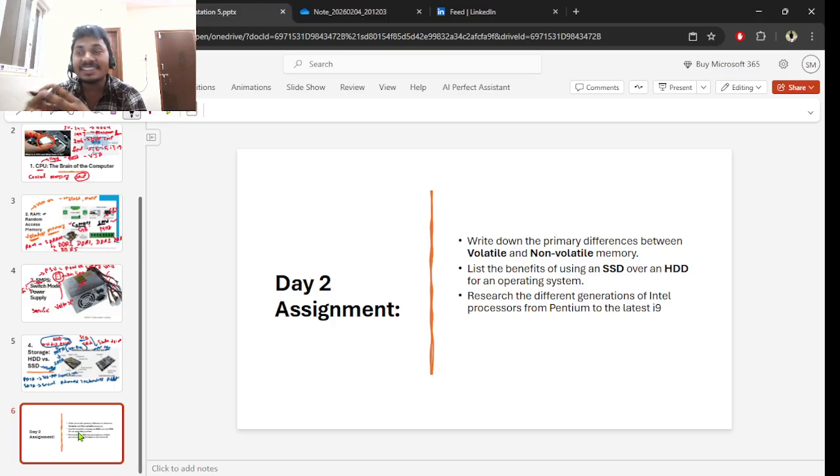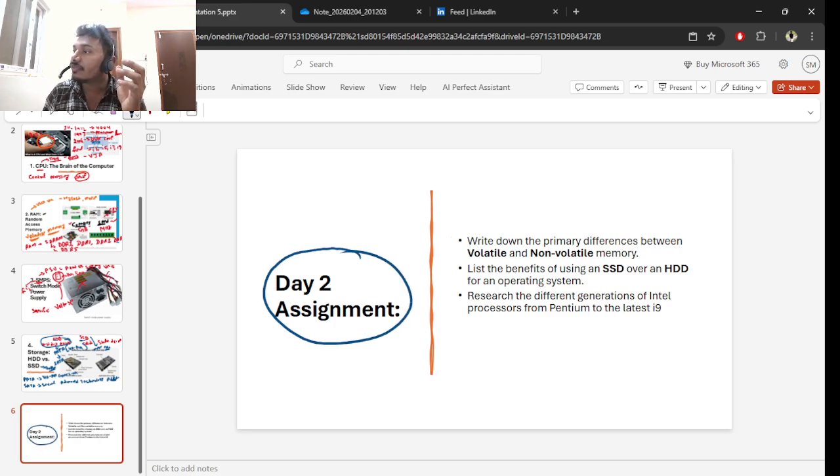Okay, this is our day 2 assignment, guys. The first one: write down the primary difference between volatile and non-volatile memory. For this I already explained in this video. Volatile means RAM, non-volatile means storage, meaning HDD and SSD. Okay, based on this you can prepare the notes.